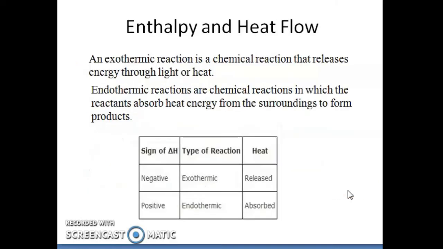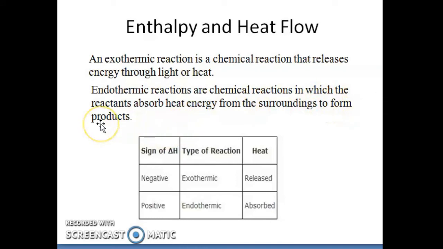So when we say enthalpy and heat flow, how do we relate that? If we want to relate enthalpy and heat flow, we should know what is an exothermic and what is an endothermic reaction. An exothermic reaction is actually a chemical reaction that will release energy through light or heat. And endothermic reactions are chemical reactions in which the reactants will actually absorb heat energy from the surroundings in order to form product.